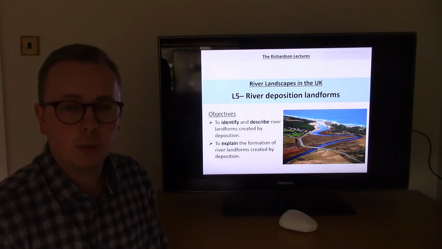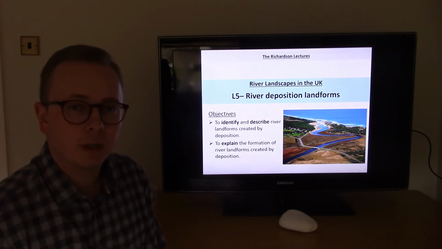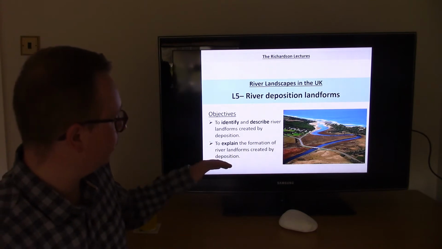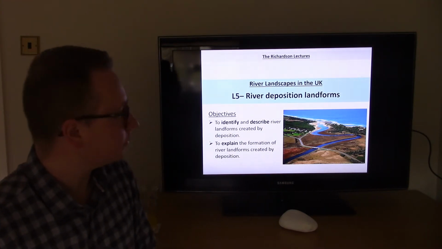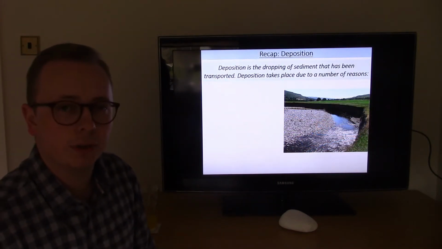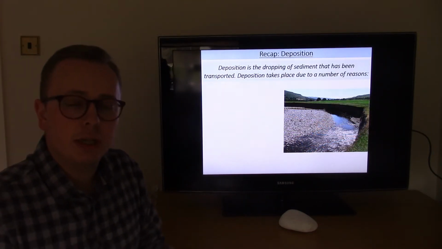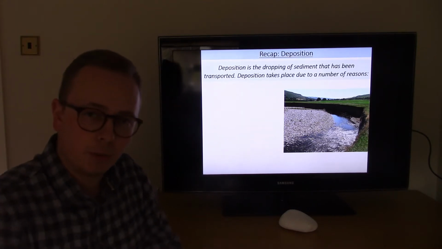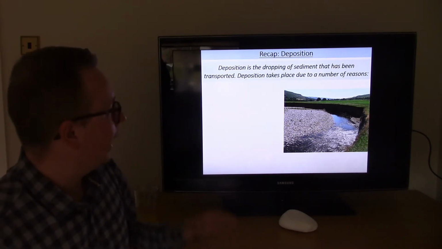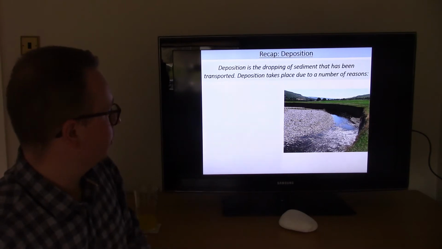In this session we're going to be talking about river landforms that have been created by deposition. So we need to be able to identify and describe these features and to be able to explain how they form. So first of all, a quick recap on deposition. Deposition is when the river is dropping the material it's been carrying. The material it's been transporting is getting dropped, and that takes place because of a number of reasons.